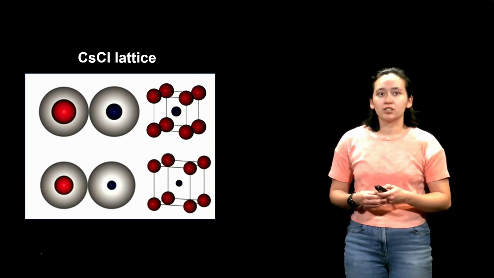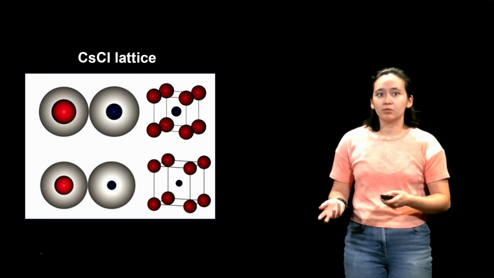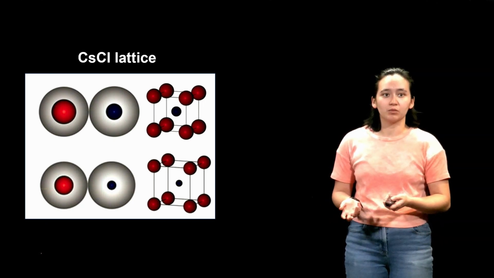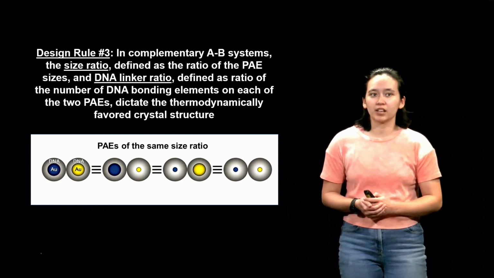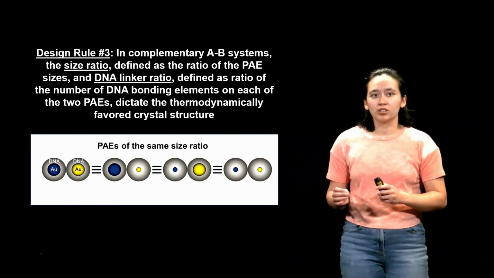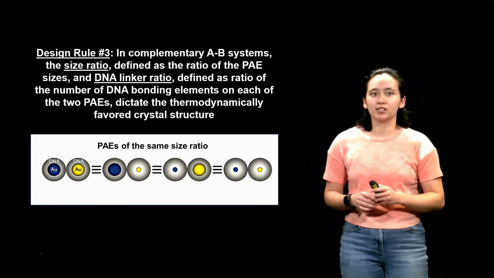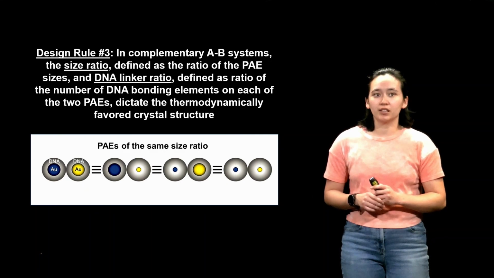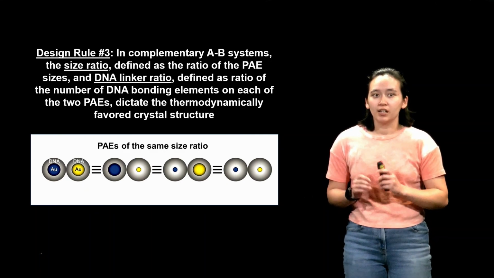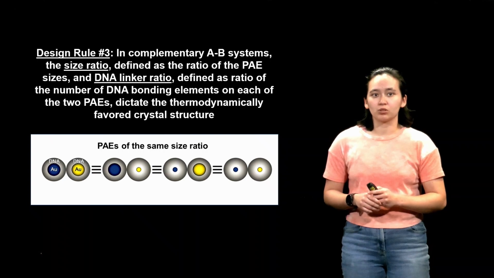But the cesium chloride lattice is a form of BCC lattice where the atoms, here the nanoparticles, are not the same size. Another type of complex system involves PAEs that are different sizes and ones that have different numbers of DNA strands on their surfaces. In such a binary system, researchers have delineated another design rule that states the size ratio, defined as the ratio of PAE sizes, and the DNA linker ratio, defined as the ratio of the number of DNA bonding elements on each of the two PAEs, dictate the thermodynamically favored crystal structure.